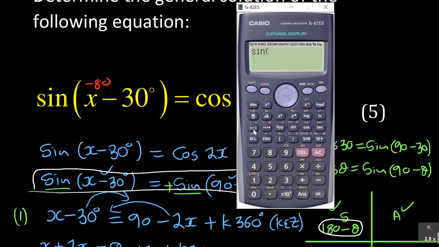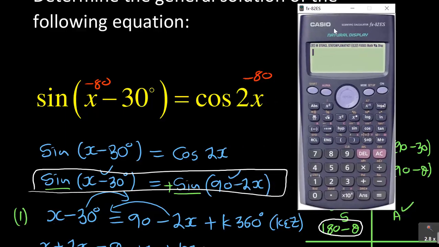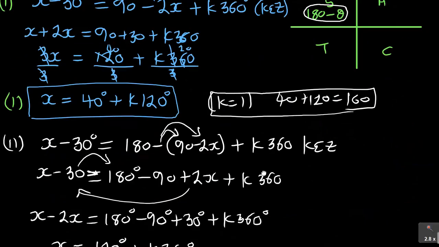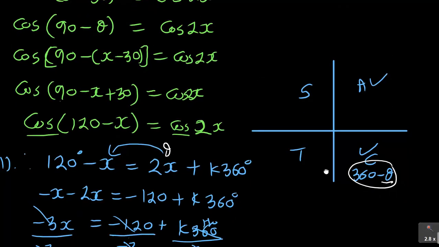So you've got sine minus 80 minus 30 giving negative 0.9396. Remember that one? Negative 0.9396. We try this side. Cos 2 times negative 80 and see what it gives us. It's negative 0.9396. You see that it's still giving us the same answer. So this one is correct.